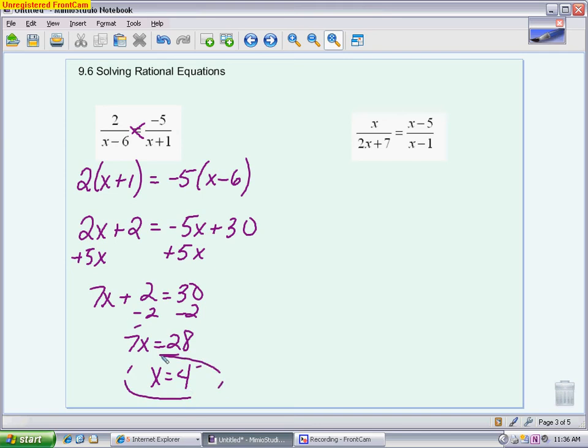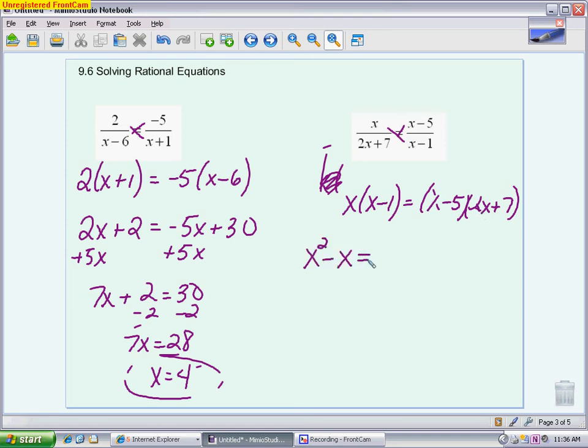This one is also a cross multiplying, and we do have to distribute. So we're going to have x times x minus 1 equals x minus 5 times 2x plus 7. I'm going to distribute on the left, so I get x squared minus x. On the right, I have to FOIL, so my first is going to be 2x squared. My outer is 7x. My inner is negative 10x, so 7 minus 10 is negative 3x. And my last is negative 35.